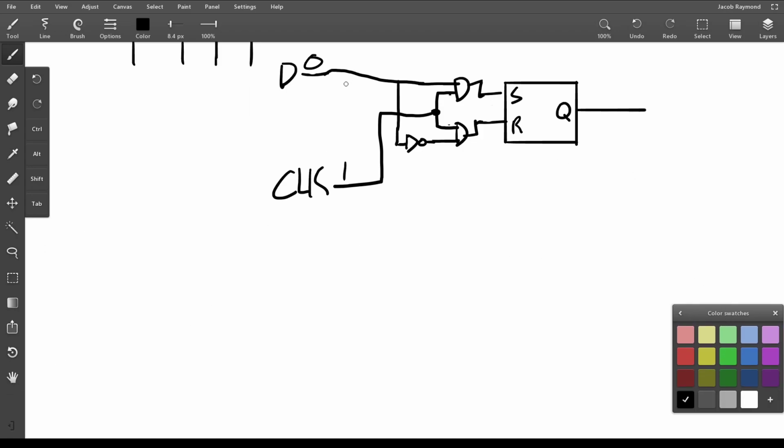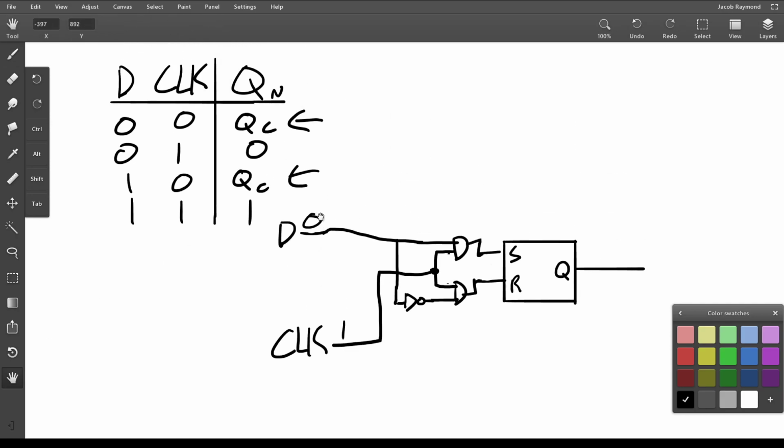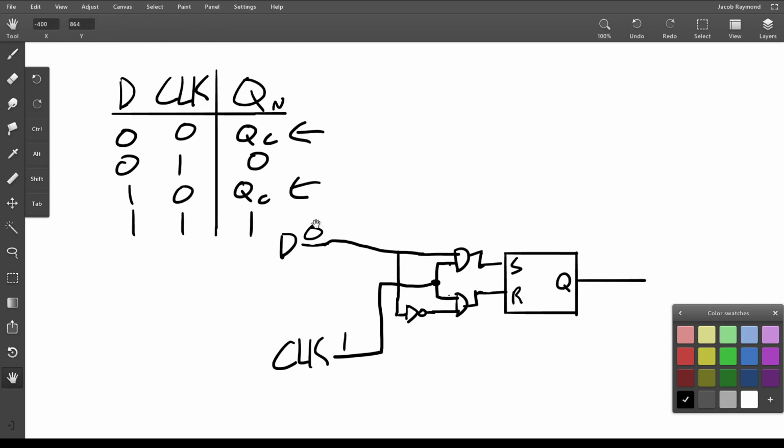Any questions on D-latches? Definitely don't be afraid to ask questions. I'm covering it how I think will be helpful to you, but if there's anything that you're not understanding, make sure to vocalize it so I can at least attempt to help you with that.